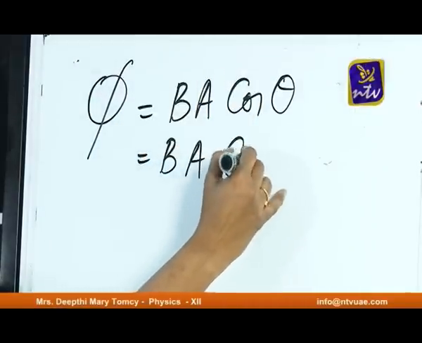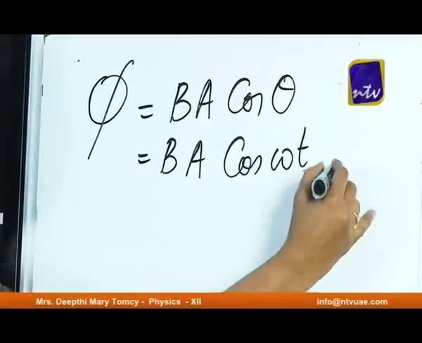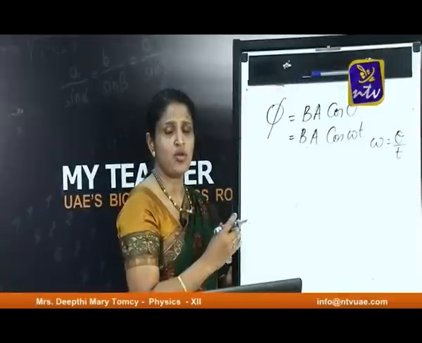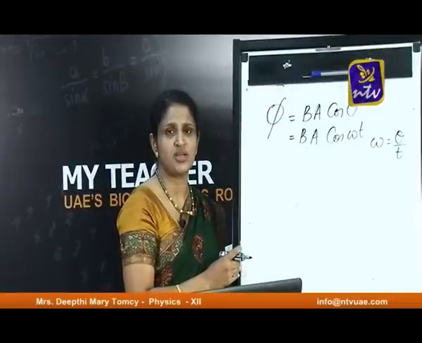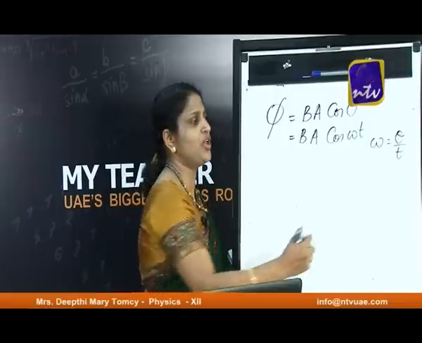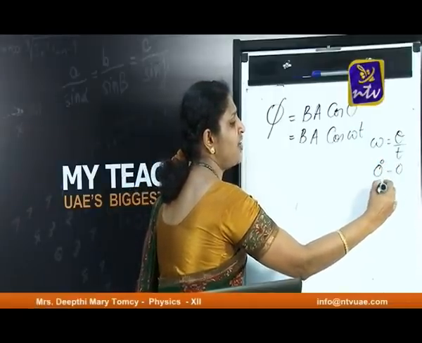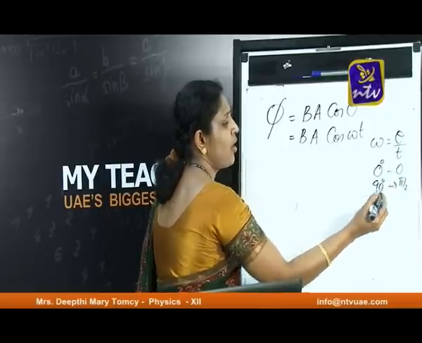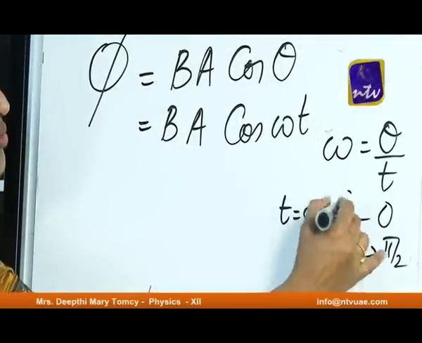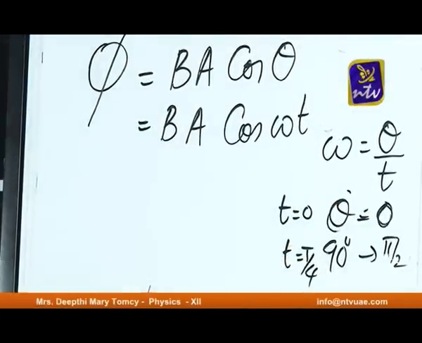BA cos theta can be written as BA cos omega t. We know that angular velocity is the angle divided by time. This omega t has a unit radians. You can represent this angle in radians. You know that 0 degree is 0 radians, and 90 degree is pi by 2 radians. Or in terms of time, if you say t is equal to 0, the angle is 0, and when t becomes T by 4, the angle is 90 degree.